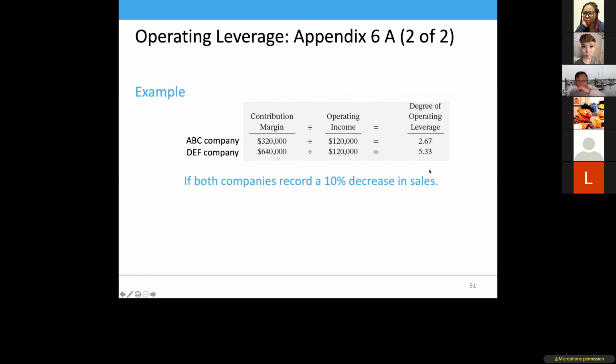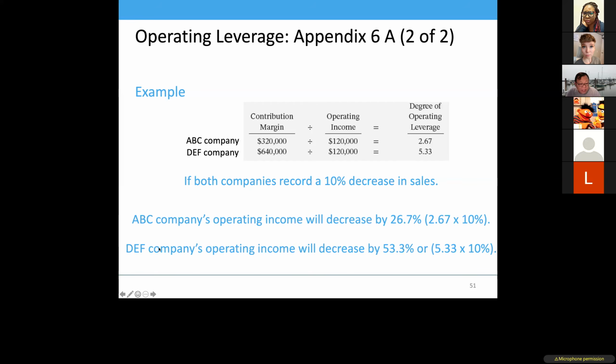Okay, suppose both companies have a decrease in sales by 10%. Okay, so the ABC company's operating income will decrease by 26.7%. How do we get that number? We use this degree of operating leverage times the decrease in sales.